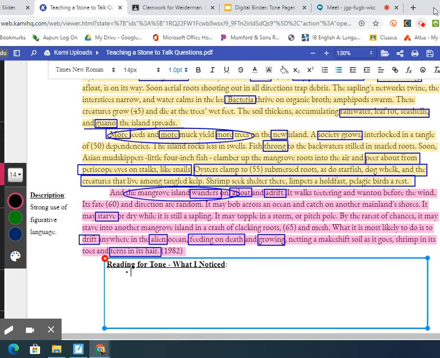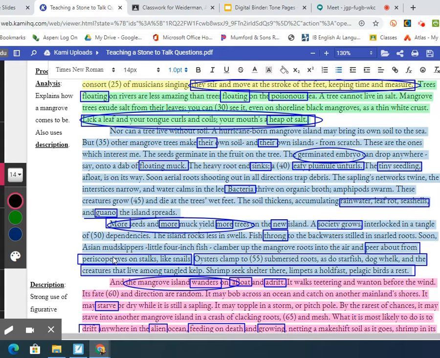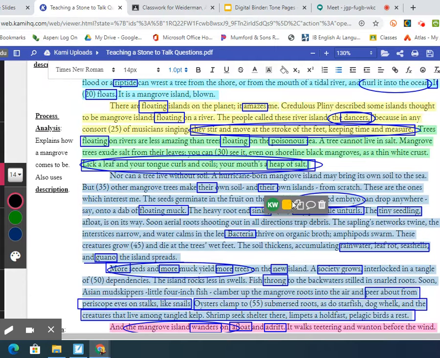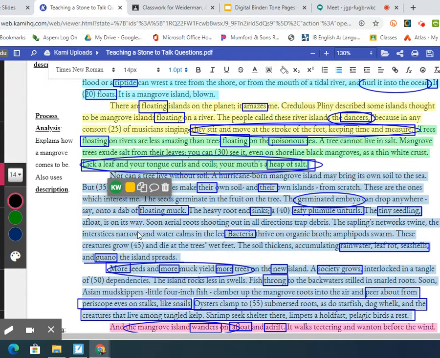I don't know what paragraph it is. For Germany? I think it's 6. Where it starts, nor a tree can live without soil. Yep. Yeah, I picked up on that. So I'm not sure this is negative when she talks about germinating fruit in the tree, the germinated embryo.